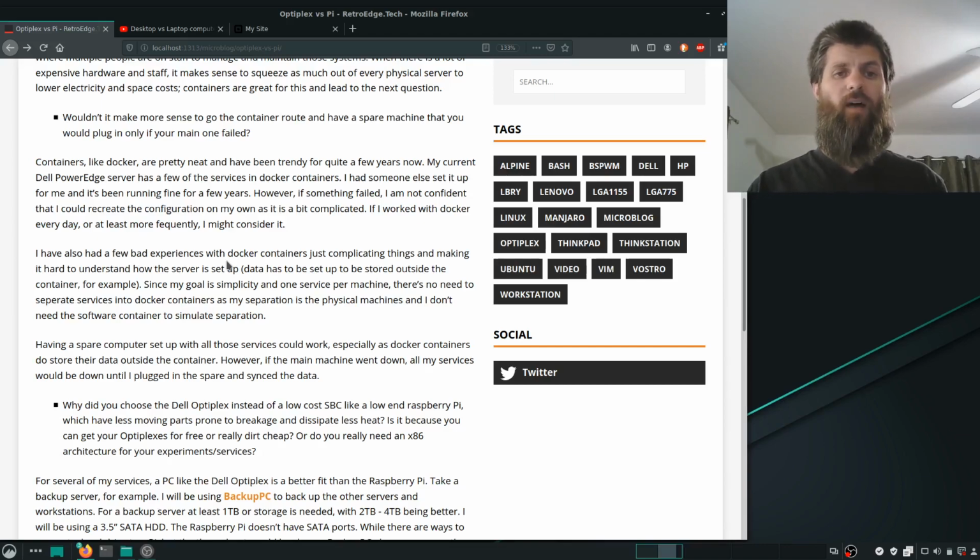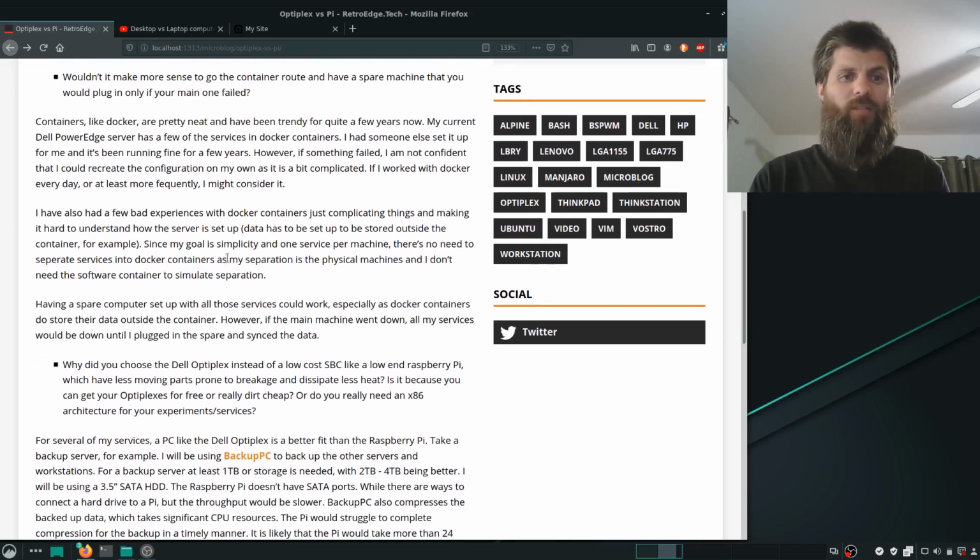And if I had a spare machine that I would only plug in if the main one failed, well, then I have to basically have everything ready in that spare machine, and then also have a way to quickly sync the data to it as well, or have the data stored somewhere else for that second machine to be able to get the data from. Well, right then you have some kind of network attached storage. Well, that's a separate thing.